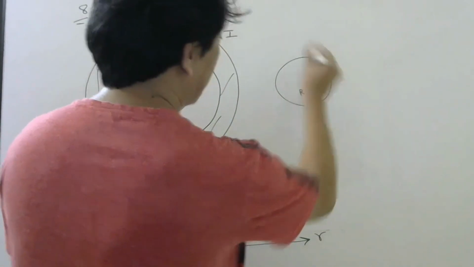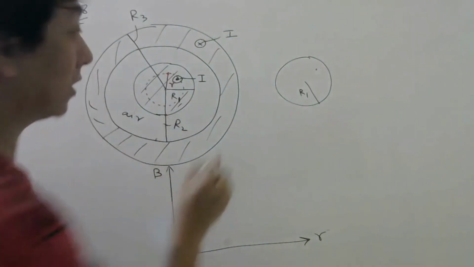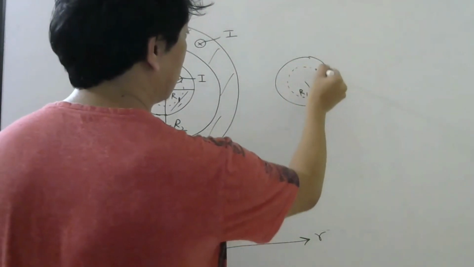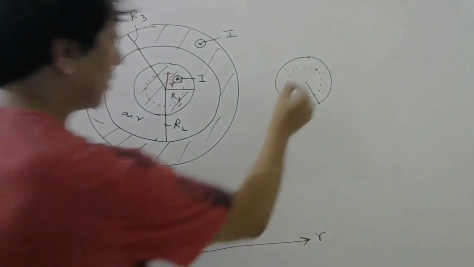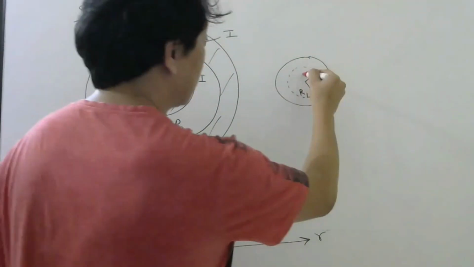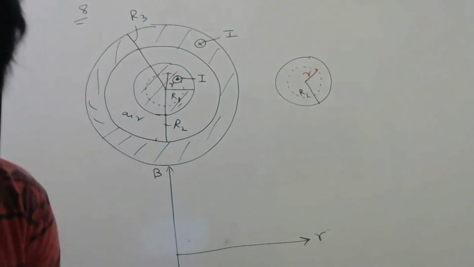first magnetic field somewhere here. So what was the technique? First you draw an Amperian loop passing through that point, and the distance from the axis of that point where I want the magnetic field is small r. Then you apply Ampere's circuital law.